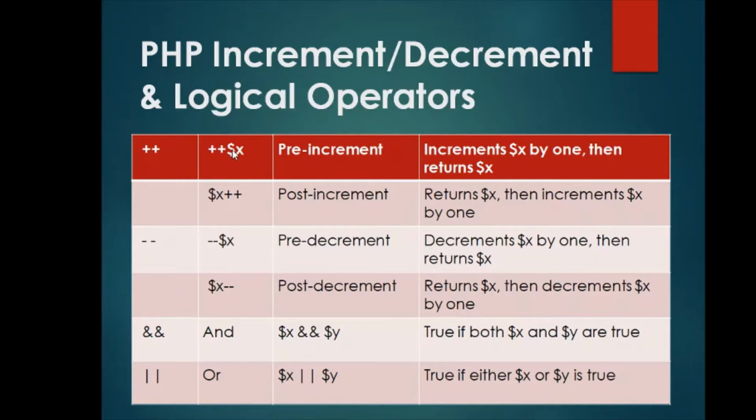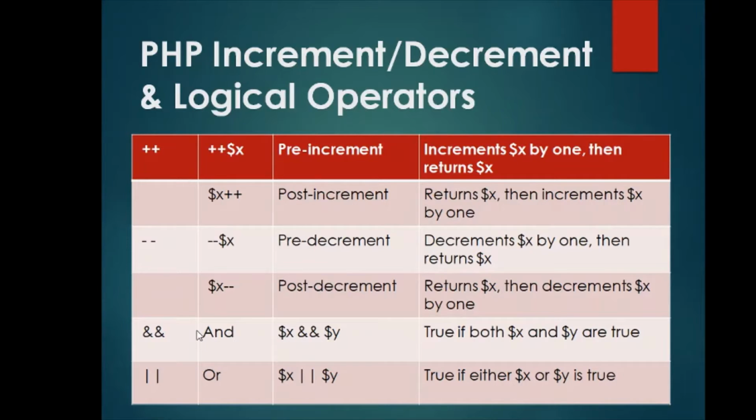comes before our variable, it increments x by 1, then returns x. In our post increment, it first returns x, then increments x by 1. In our pre-decrement, it decrements or subtracts 1 from x and then returns x. In post-decrement, it first returns x, then decrements x by 1.